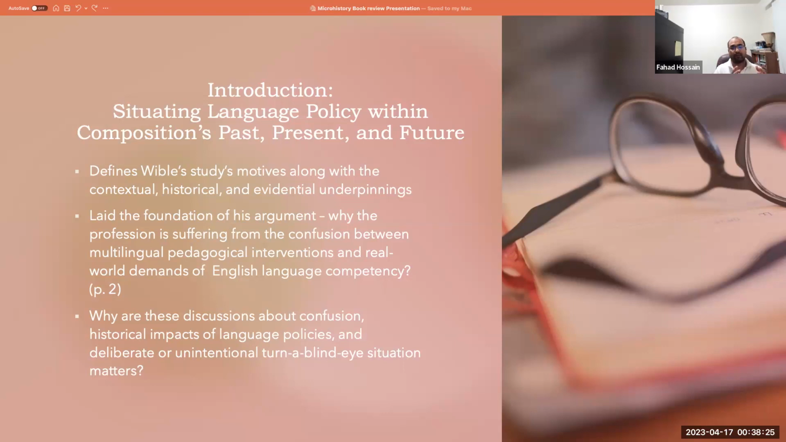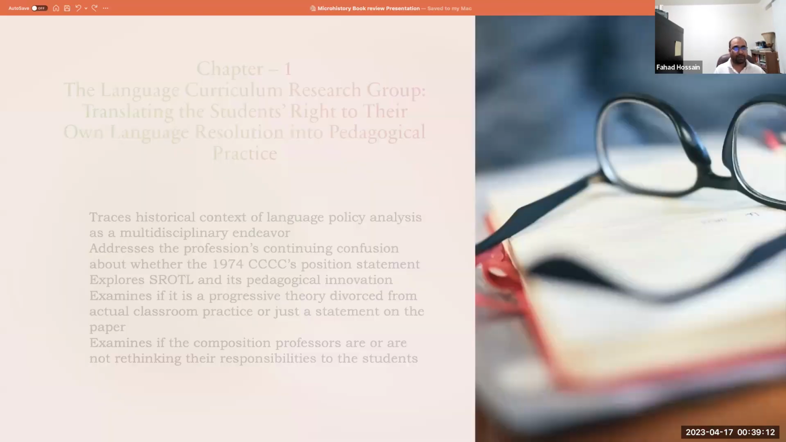The first question is why the profession, that means the profession of teaching writing, is suffering from the confusion between multilingual pedagogical interventions and real world demands of English language competency. And the second question that he poses is why do these discussions about confusions among different professionals, historical impacts of language policies, and deliberate or unintentional turning a blind eye matter in creating a very congenial atmosphere for the multilingual American education system. Okay, moving on to the numbered chapters.